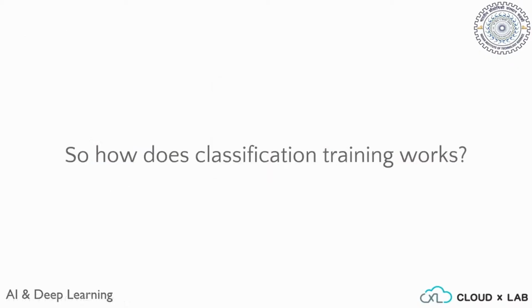So how does classification training work? Suppose you want to build a machine learning model to classify these fruits. Here, as you can see, how many classes do we have? One, two, three, four. Yes, so we are solving a four-class classification task. Since we have more than two classes, it's a multi-class classification task, right?